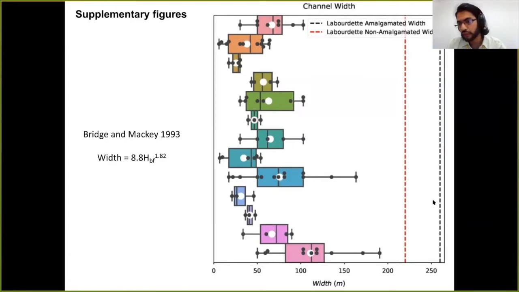The two end bars here are from the widths that were estimated in one of the previously published works in the same area. Our estimated widths are much lower than these ones, but in general, we observe higher widths in the amalgamated channels and then a decrease in the non-amalgamated, which is true for the rest of the sequences as well.